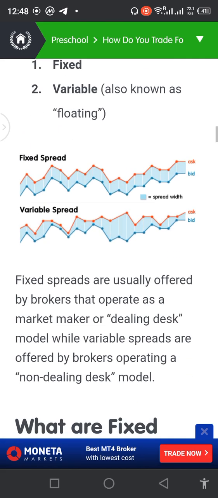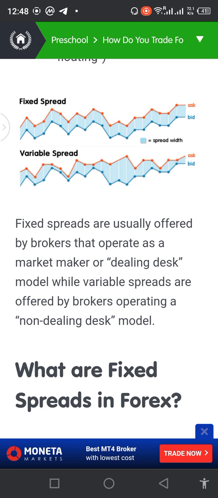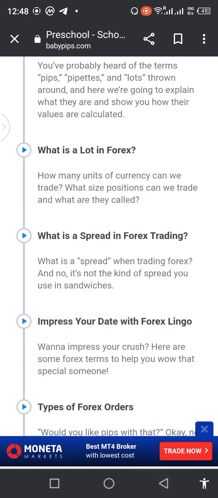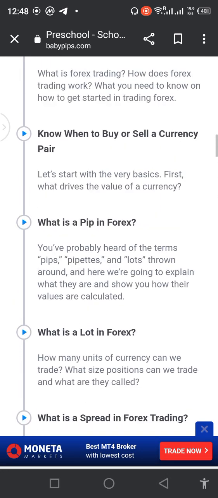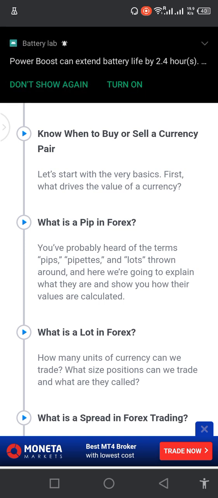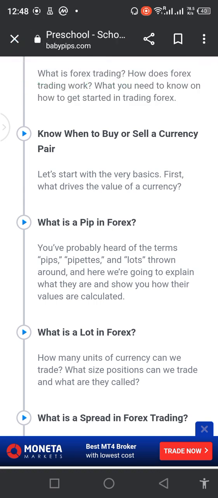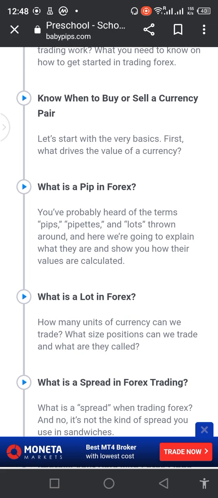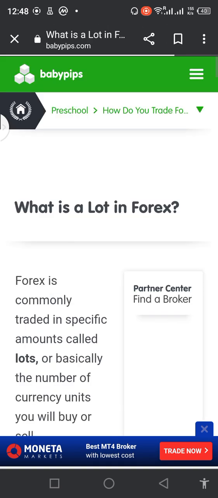Fixed spread brokers operate as market makers, or a dealing desk model, while variable spread brokers are those operating on a non-dealing desk model. This also differentiates the brokers. That's why there are those that offer in lot sizes and those that offer in specific currencies. Hope you get it. If you don't, we shall find a way.